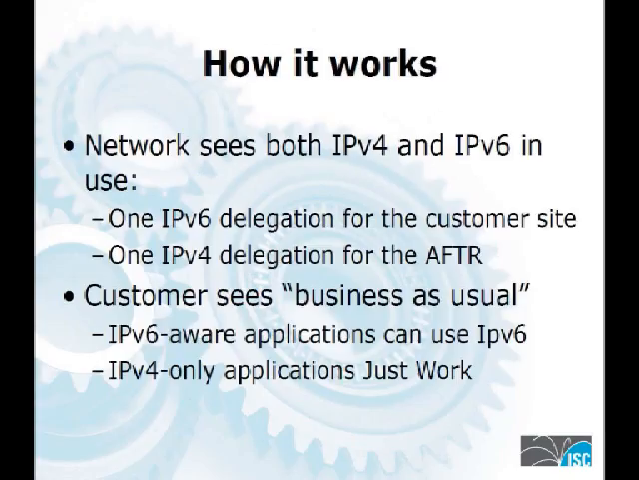The basic idea as to how it behaves for users and providers: from the network side, as a network operator, you see both v4 and v6 in use. There's a v6 delegation for the customer site. There's a v4 delegation for the AFTR, the tunnel concentrator. The customer sees business as usual. v6 applications can use IPv6. It's completely transparent. v4-only applications also just work.